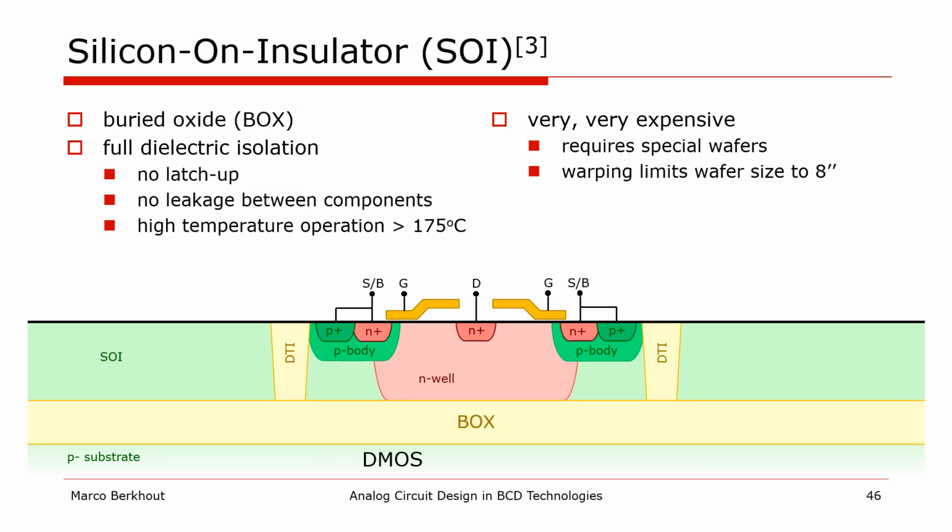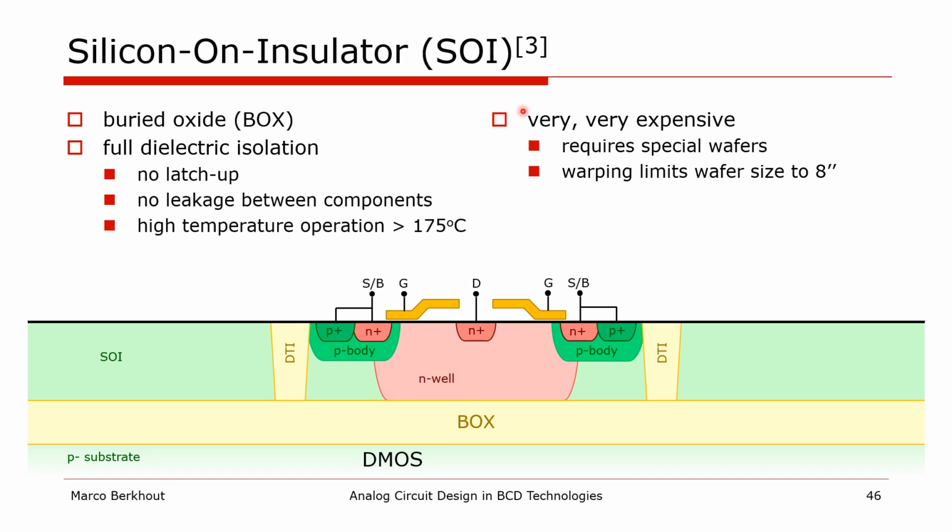The most effective isolation technique is silicon on insulator, or SOI. In SOI technology, the devices are separated from the substrate by an isolating buried layer or box and surrounded by isolating trenches. As a result, all devices can have full dielectric isolation from each other, which completely eliminates latch-up, leakage between devices, and makes this technology very suitable for operating at very high temperatures.